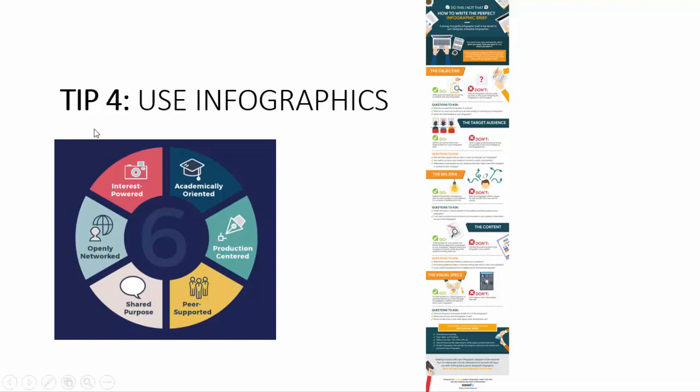Infographics basically are these kind of images. You know, when you have images that denote something, like let's say this hat denotes academic orientation. If you look at this image here, it denotes production centered. So you can have certain infographics denoting something.